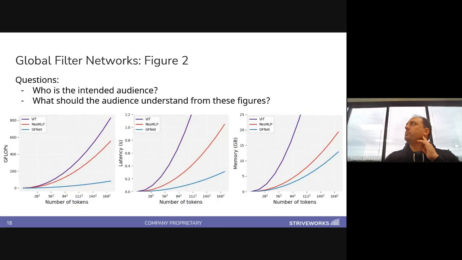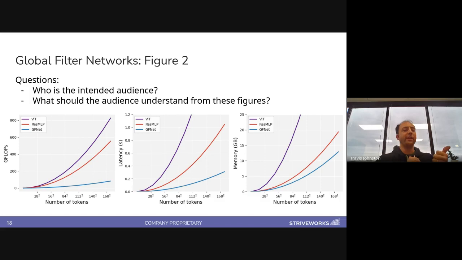So first question: who is the audience, and what should they get from the figure? Anyone want to jump in? Technical. Yeah, right. It's been submitted to a technical conference, so the most likely people to be reading this paper are other researchers in the machine learning field. The people making the decision, we go back to that, there are going to be sort of 2 decisions that are going to be made.